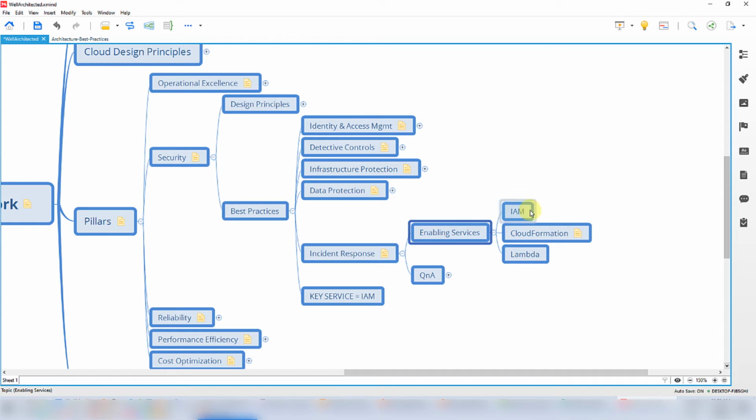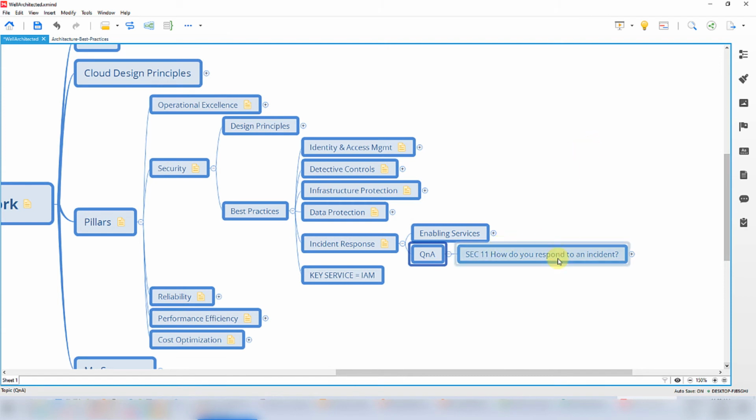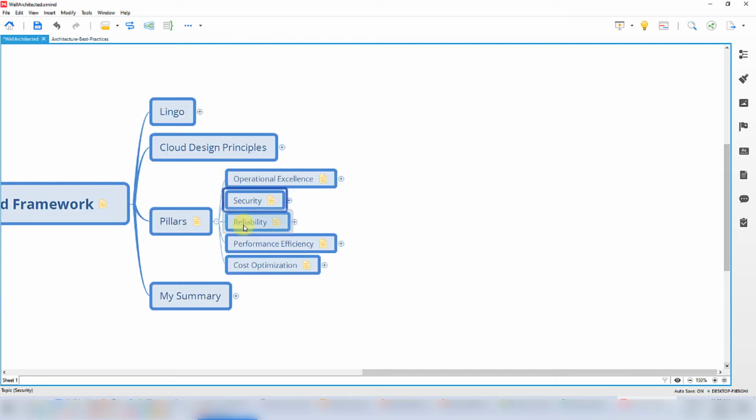Incident response, key enabling services are Identity and Access Management, CloudFormation, and the Lambda service. CloudFormation is very useful for creating clean, isolated environments for forensics related to security incidents. The questions driving behavior: how do you respond to an incident? This completes the discussion on the security pillar. Let's move on to reliability.